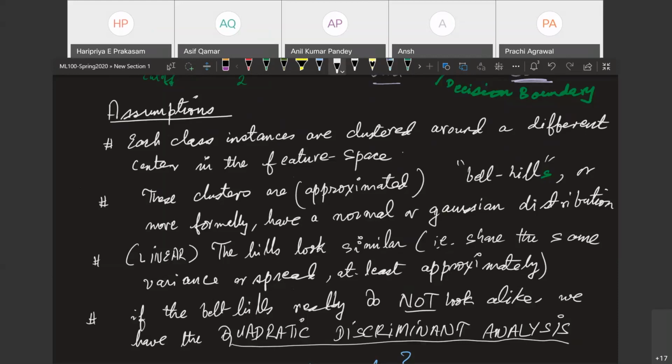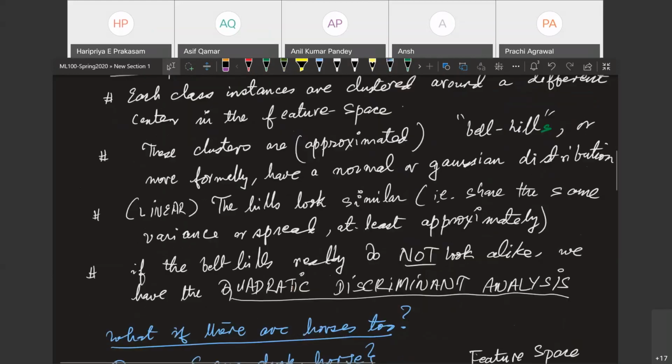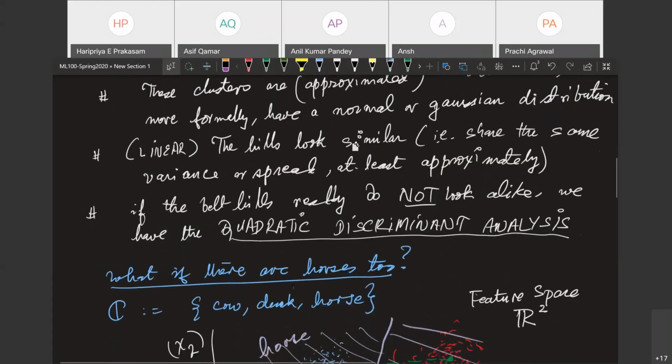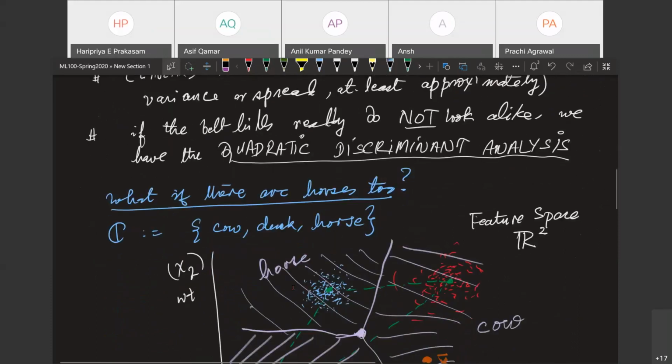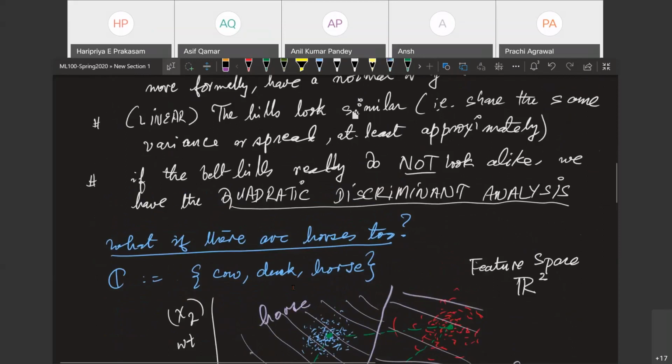5, 6 pounds. So the variances can be different. When that becomes an issue, and you have to account for the fact that not only are the bell hills located at different places, but they also have different variances, then there's a generalization or extension of linear discriminant analysis. It is called quadratic discriminant analysis.